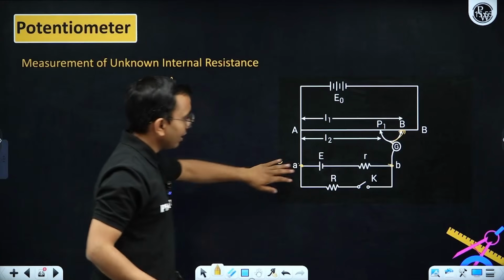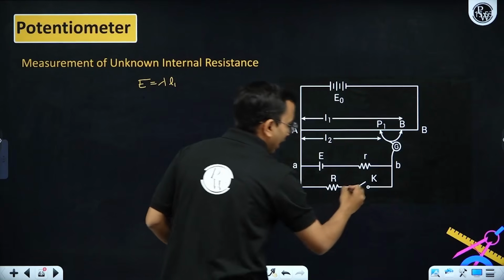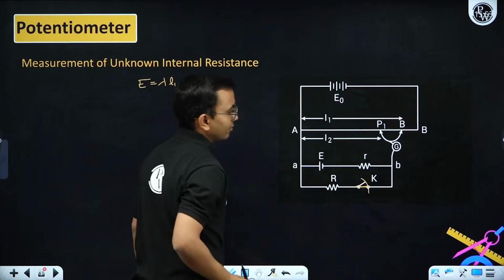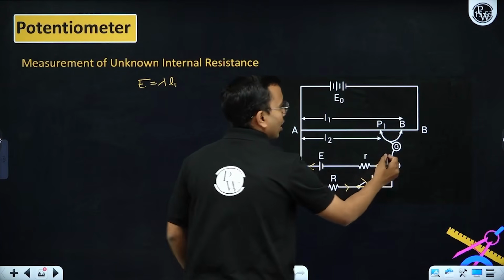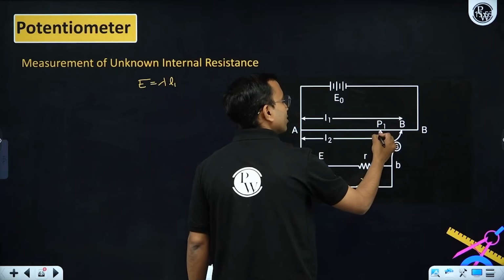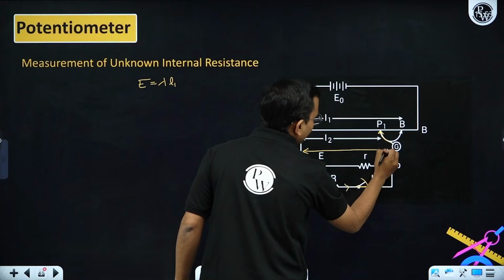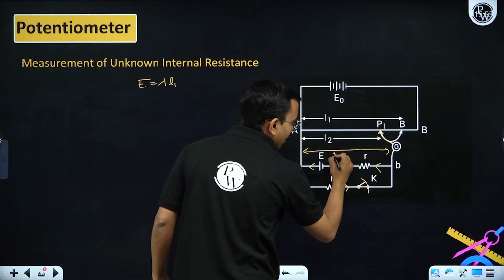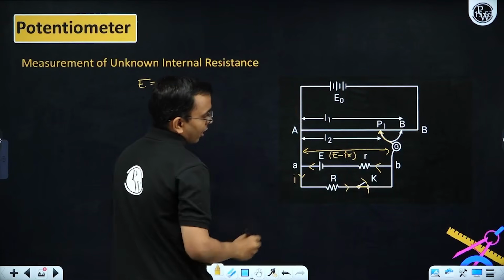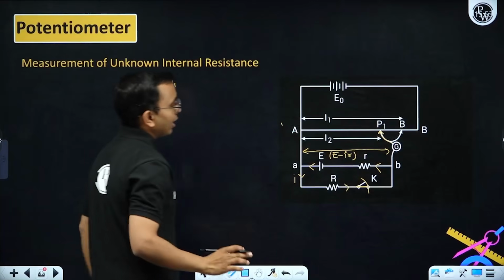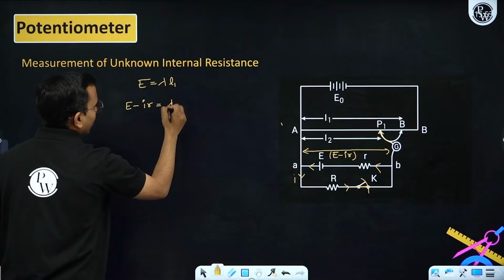Simple. Next case, here you need to understand more clearly. I close the key, current is flowing here in this loop like this. Now I am finding a null point, and my null point is here at a length L2. Now null point here means this potential, how much is this now? E minus Ir, where I is the current here. This potential is equal to lambda into L2. So E minus Ir is equal to lambda into L2.